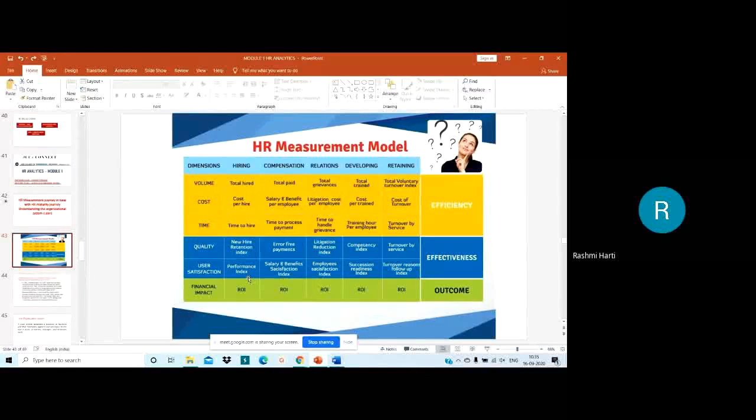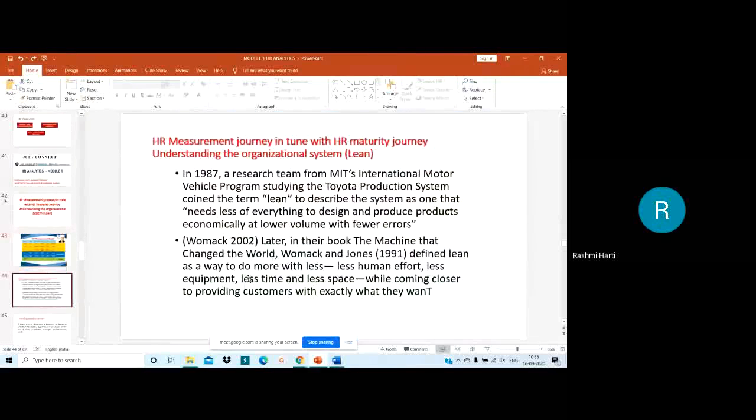I hope the HR measurement model is understood by you all, right? Now coming on to next, the HR measurement journey in tune with the HR maturity journey, right? So in 1987, a research team from MIT, International Motor Vehicle Program, studying the Toyota production system, coined the term lean to describe the system as one that needs less of everything to design and produce products economically at a lower volume with fewer errors.